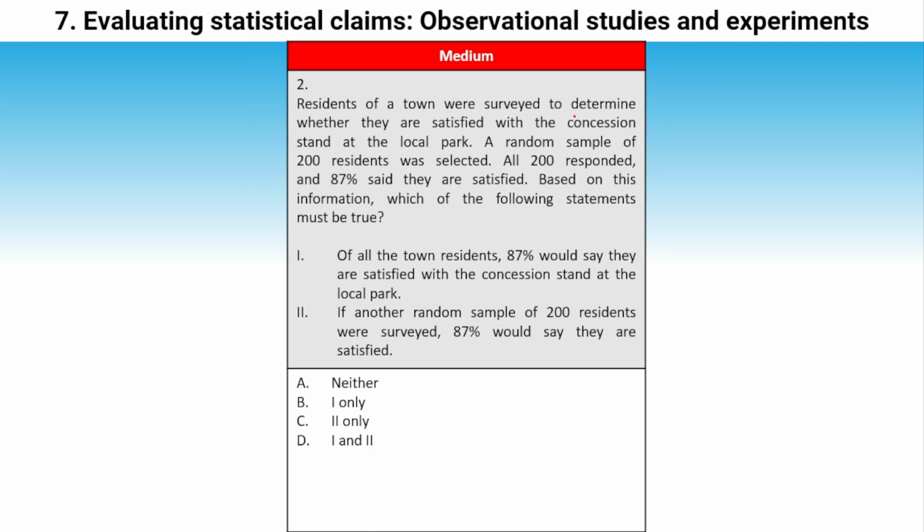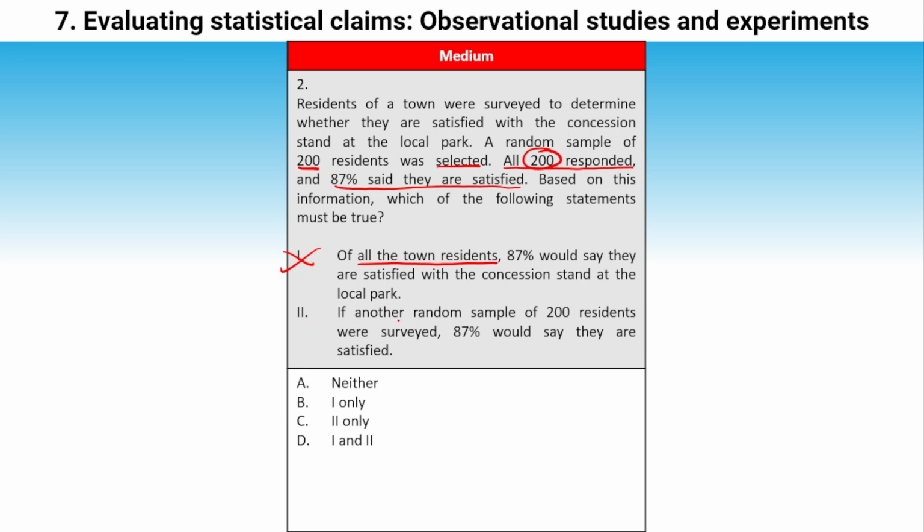The residents of a town were surveyed to determine whether they are satisfied with the concession stand at the local park. A random sample of 200 residents was selected. All 200 responded and 80% said they are satisfied. Based on this information, which of the following statements must be true? Of all town residents, 80% will say they are satisfied with the concession stand. No, because the sample is only 200, so it will not necessarily apply to all town residents.